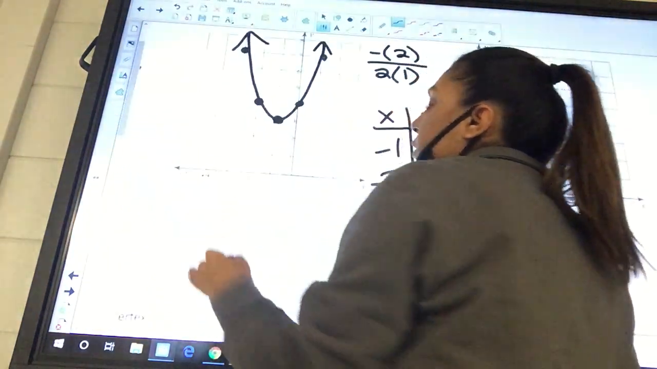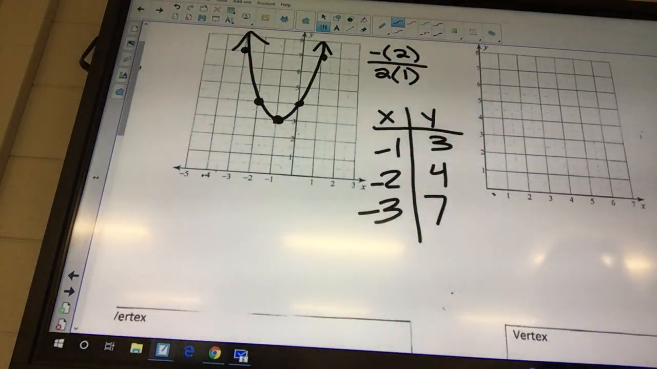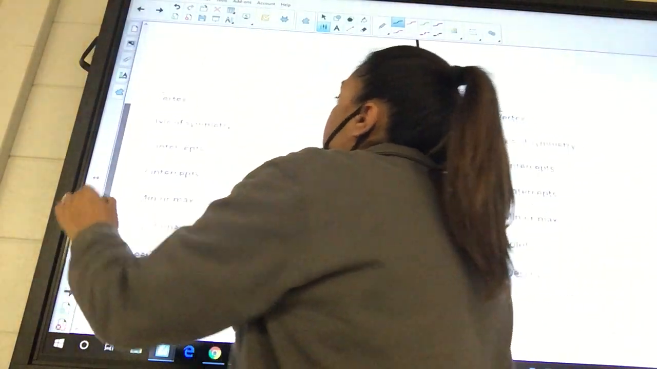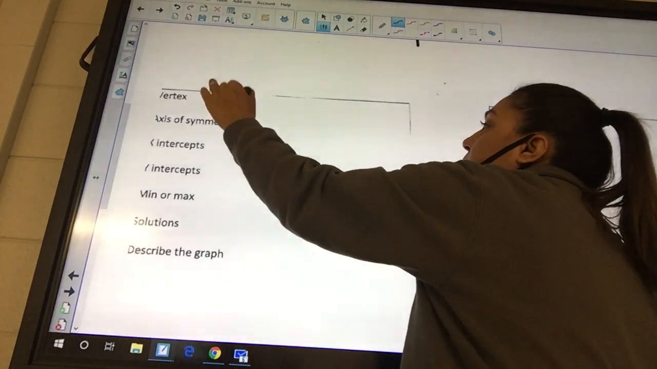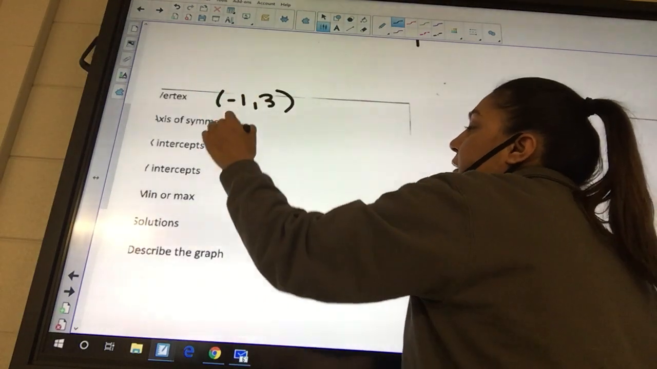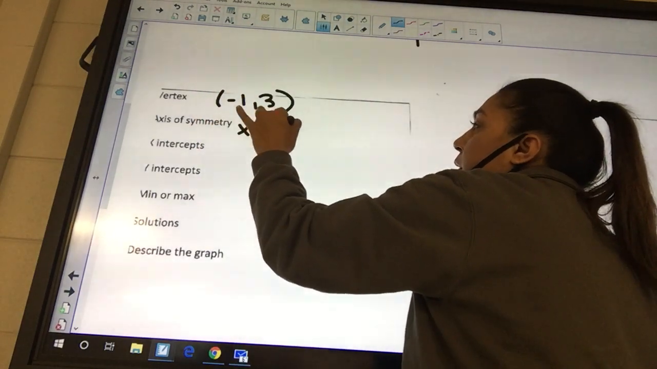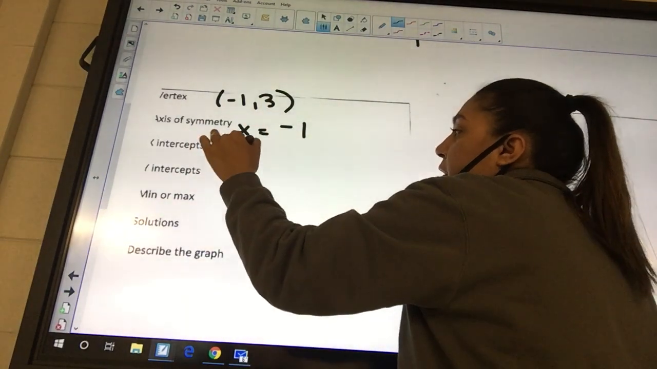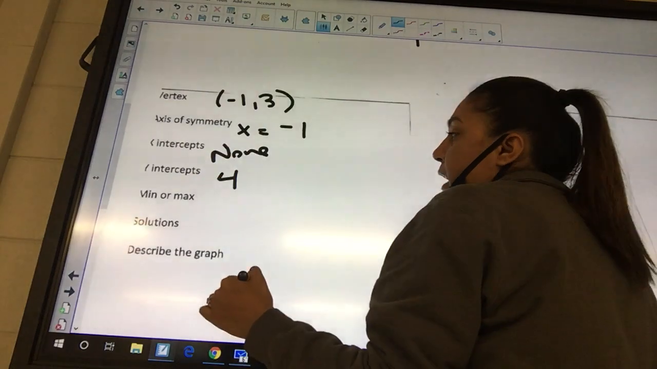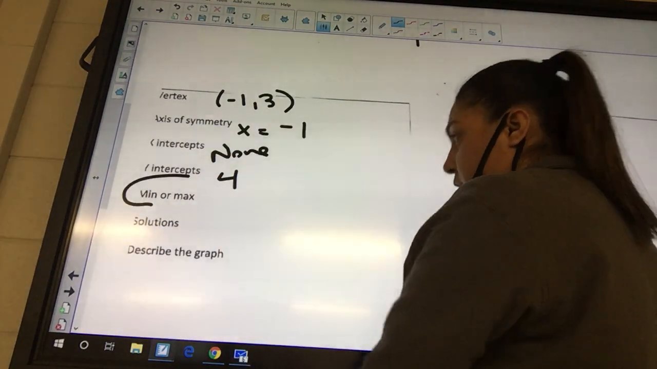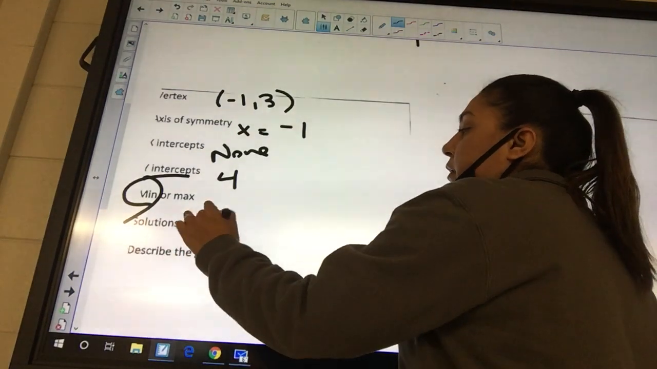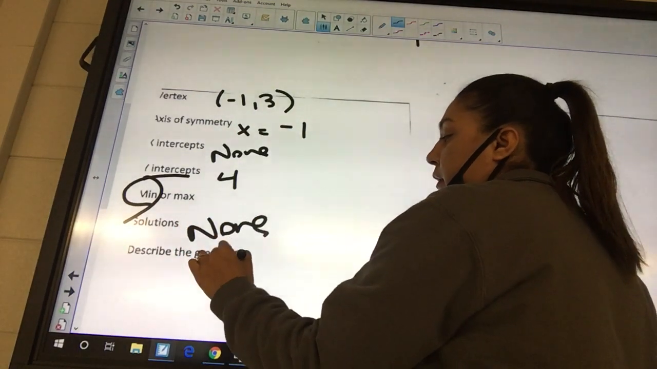What's this first point that we find? It's the vertex. You always find the vertex first. Negative 1, 3. Axis of symmetry. X equals negative 1. X-intercepts. None. Y-intercepts. 4. Min or max? Solutions. None. Description. Up 3, left 1.